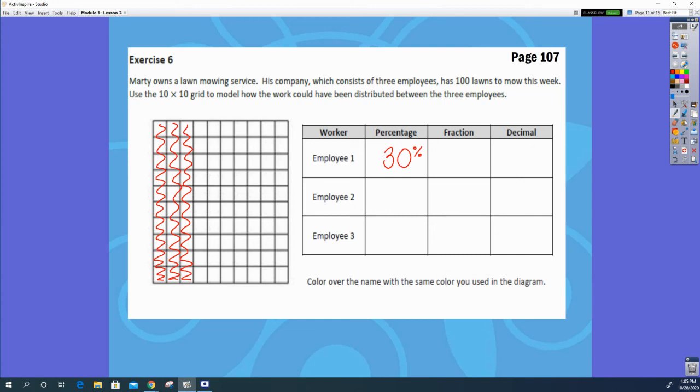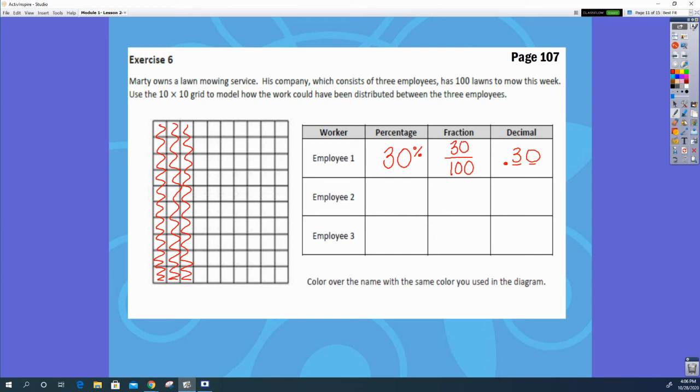So real quick, let's write our fraction. We would have 30 out of 100. As a decimal, that's 30 hundredths. Tenths, hundredths, there's my 30 hundredths. All right, could you pause the video to finish employee 2 and 3's part of the table? Remember, in total, they should reach 100% of the grid. So if you want to go over it, hit play.